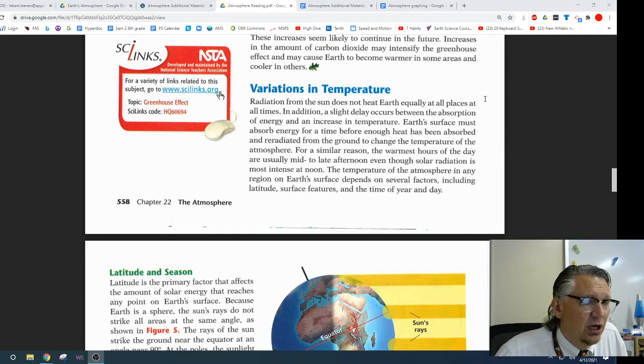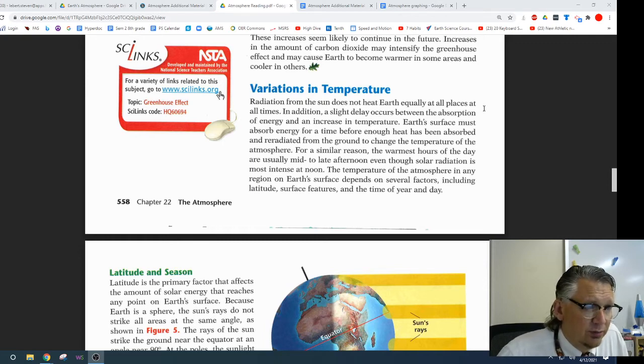Variation in temperatures. Radiation from the sun does not heat the Earth equally at all places at all times. In addition, a slight delay occurs between the absorption of energy and the increase in the temperature.